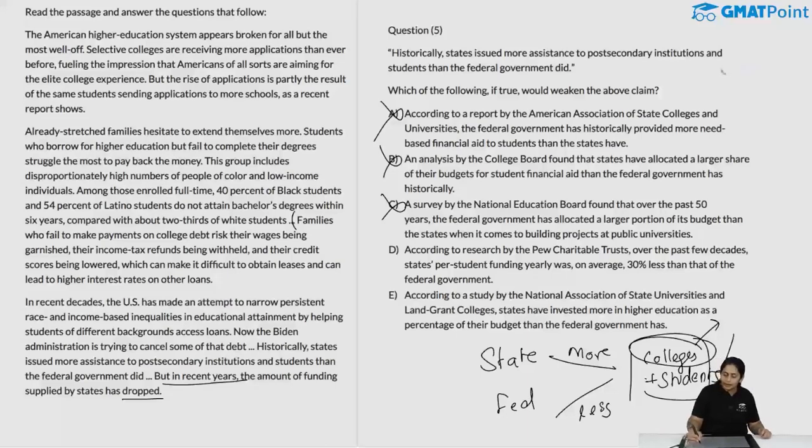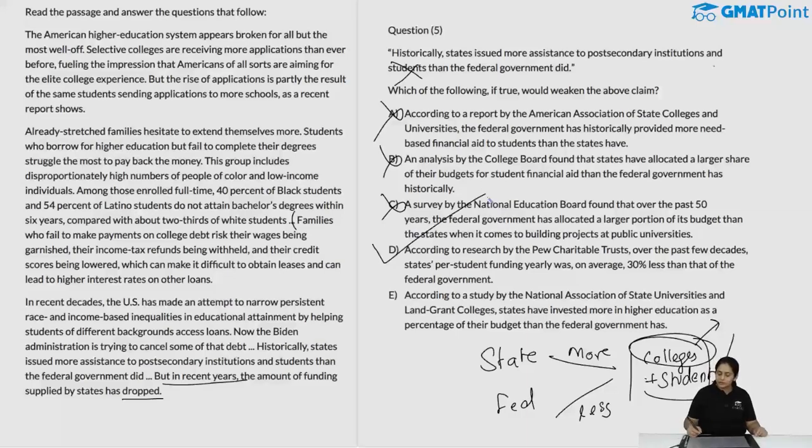So this statement that public institutions and students got more assistance from the states is incorrect. At the max, you would say that the colleges or the post-secondary institutions got more money, but the part that students got more money from states is definitely refuted. In fact, the reverse is true. So D, if it is true, does weaken the statement because it invalidates a part of the assertion made. Of the two assertions made, one part is completely invalidated. So it does weaken the claim that is given.